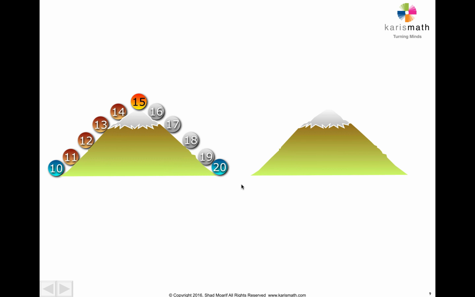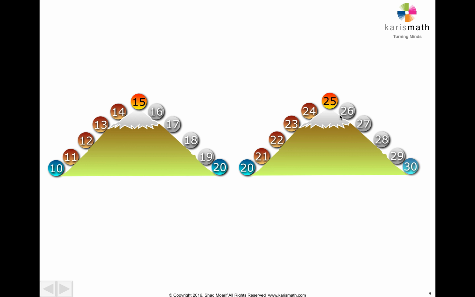What about numbers above 20? So let's put 20 here at the bottom. This starts from 20, goes up 21, 22, 23, 24, and guess what's at the top? 25. And then all the numbers ending with 5 are at the peak, and then all the way down 26, 27, 28, 29, 30. That's 20, and that's 30, at the bottom like that.